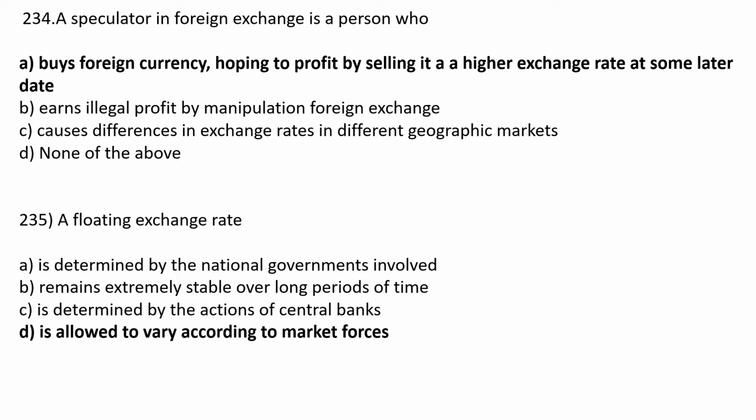A floating exchange rate is determined by the national government involved. Option B remains extremely stable over a long period of time. Option C is determined by the action of central bank. Option D is allowed to vary according to marketplace. The correct answer here is option D, allowed to vary according to market forces.